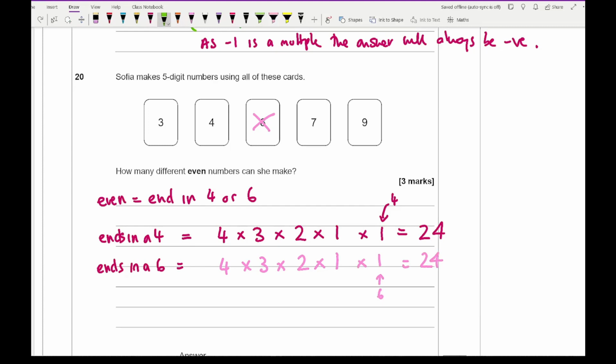So looking at the total combinations, because it could end in a 4 or a 6, it's going to be 24 plus 24, which is 48. So there are 48 different combinations.